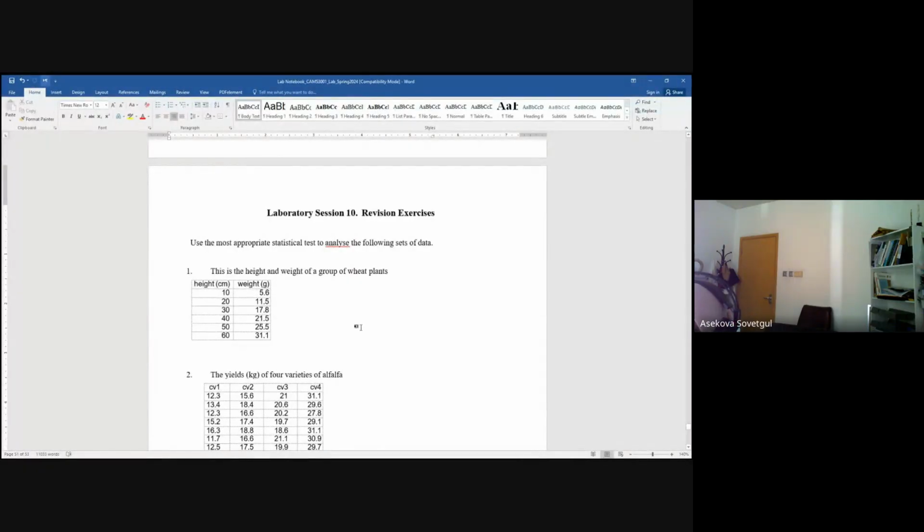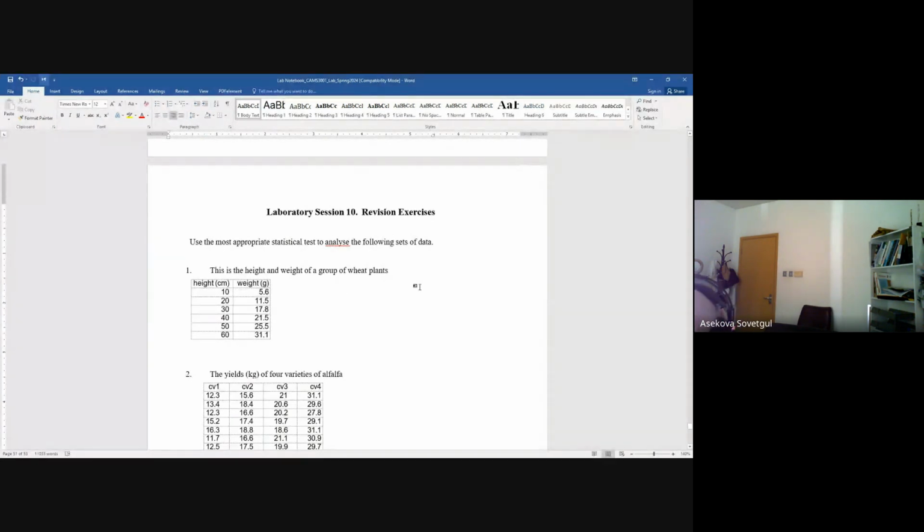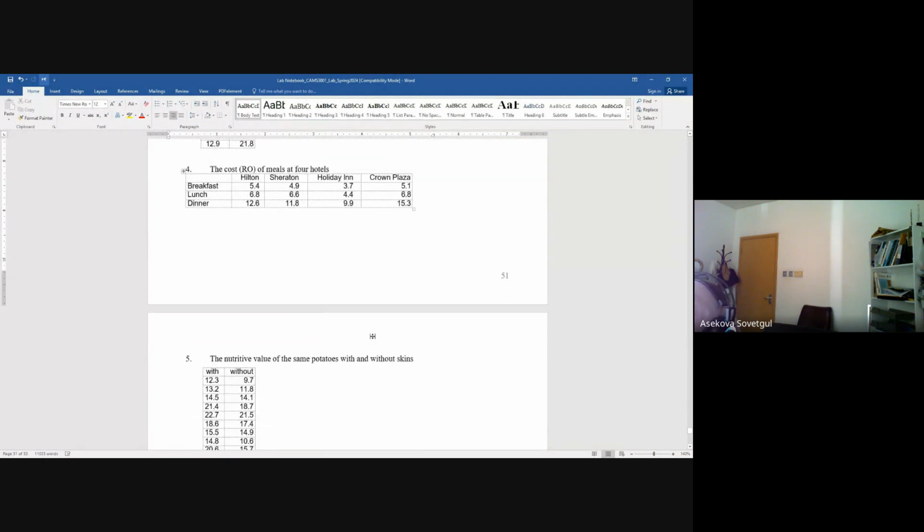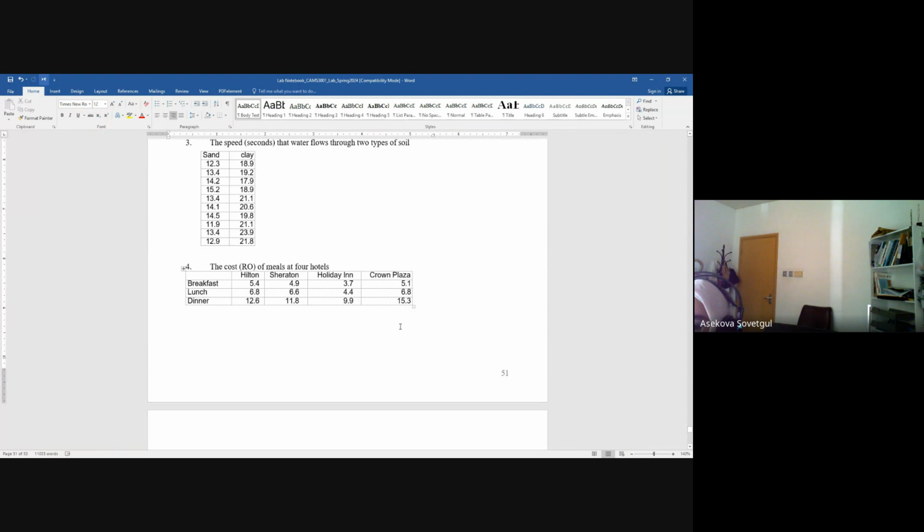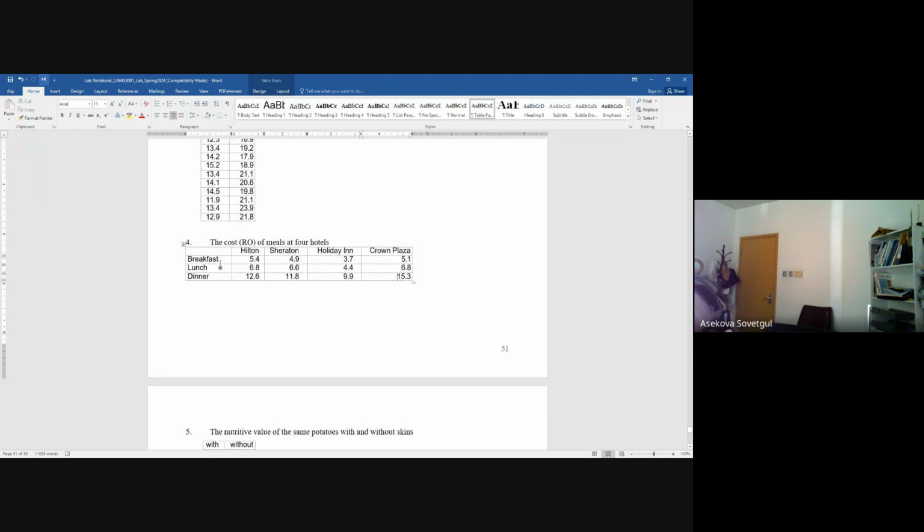At the end of your laboratory notebook, you can see there are revision exercises. There are 14 different revision exercises. For example, what do you think the chi-square question looks like for the practical exam? For example, number 4 is obviously a chi-square test, because we see here 4 categories, and this is a test of independence. This could be your observed value. Where is your expected value? You don't know. And this is column-wise, 3 by 4, so it is a 3 by 4 type of test of independence.